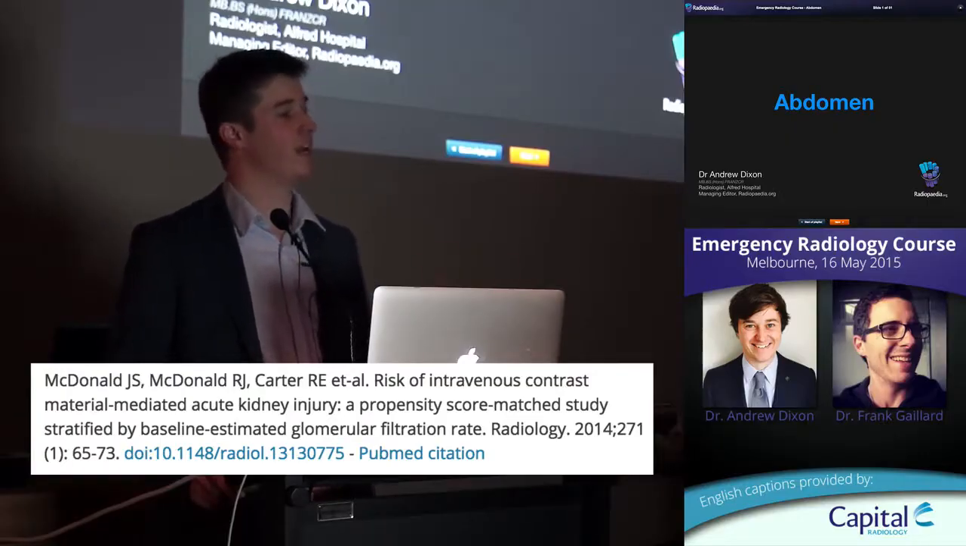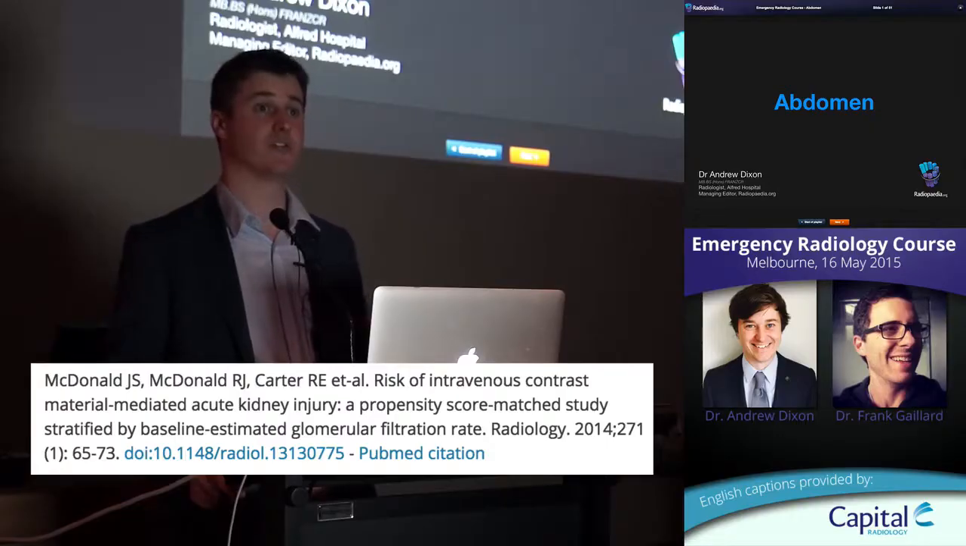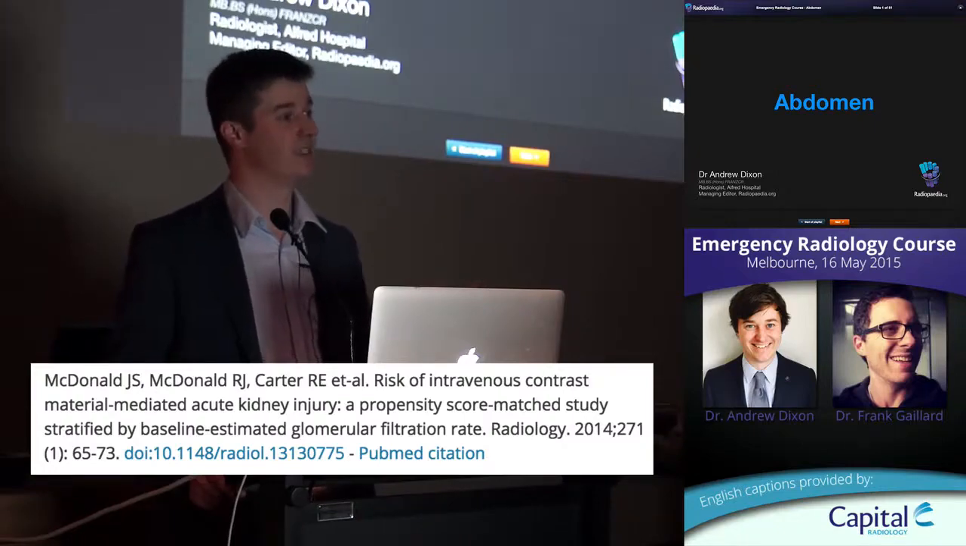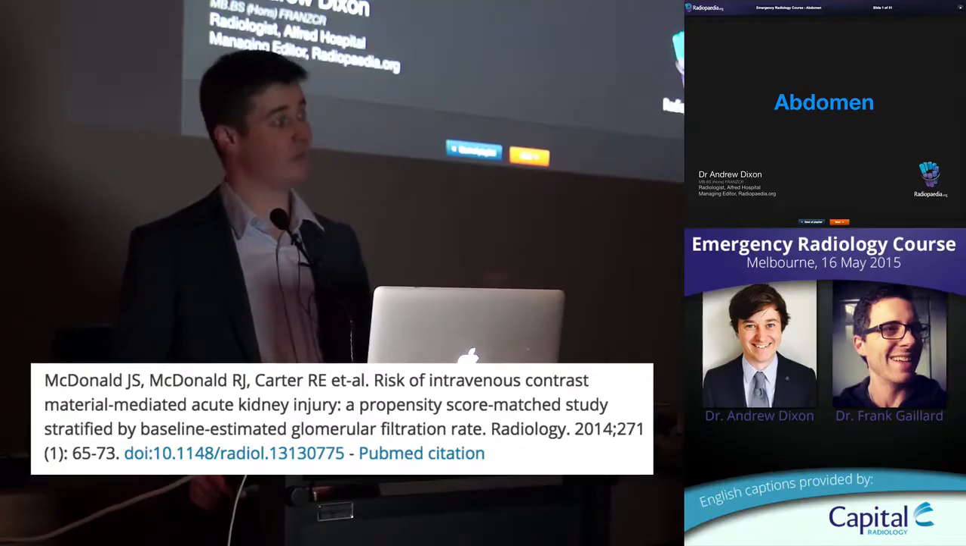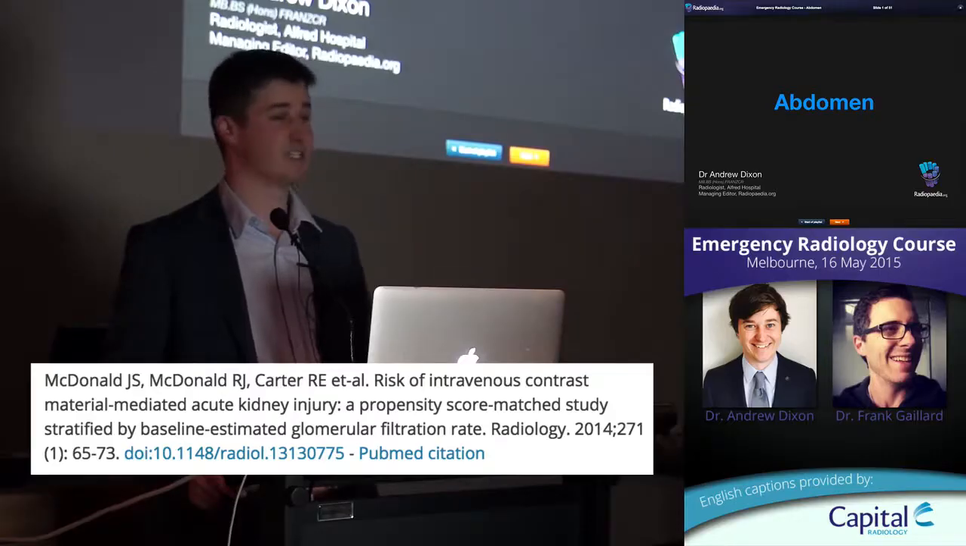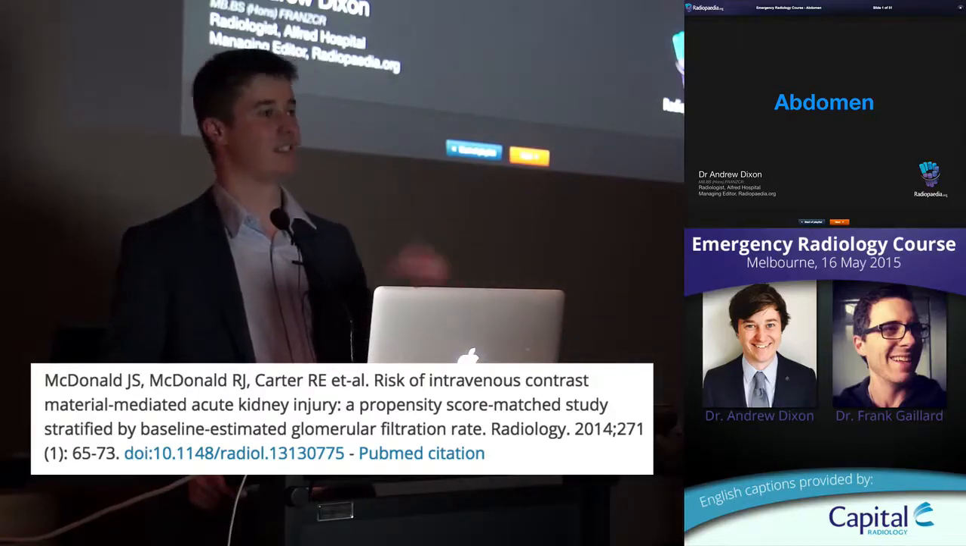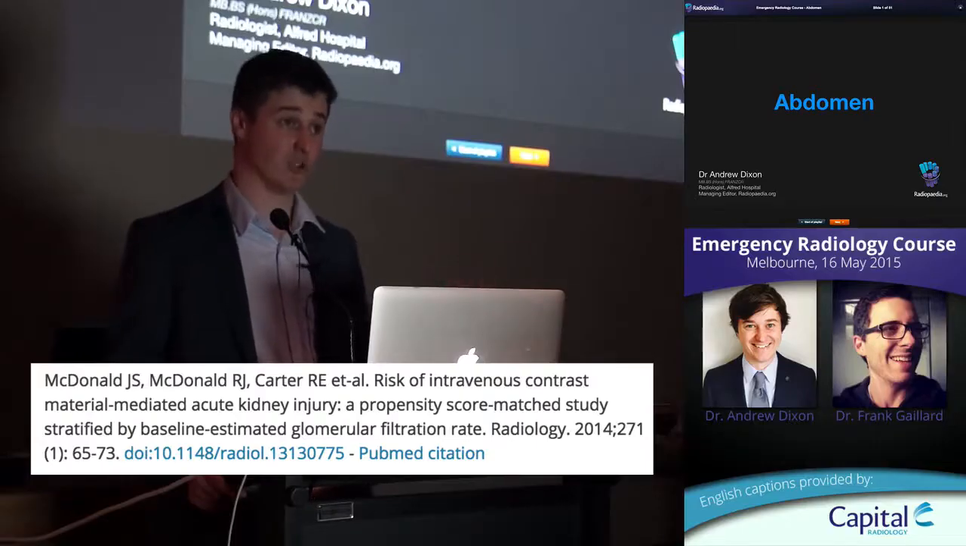Okay? But what they found was that people who received no intravenous contrast and people who did receive intravenous contrast went into acute renal impairment at exactly the same rate. So therefore, if you're an unwell patient presenting to hospital and you need a CT scan and you've got bad renal function, then you're probably going to go into acute renal failure. It doesn't matter if you get contrast or not. But this is just one study, a very big study, a very good study.